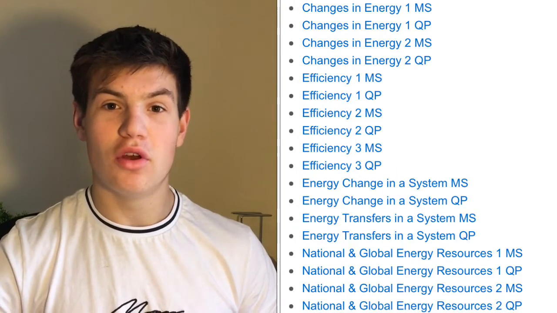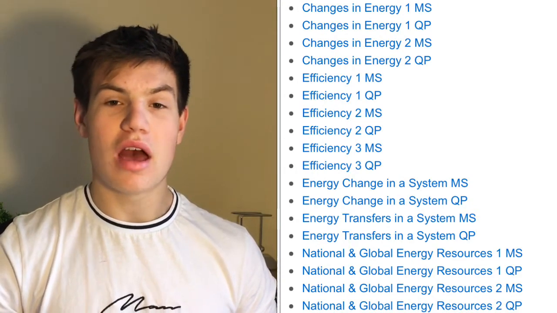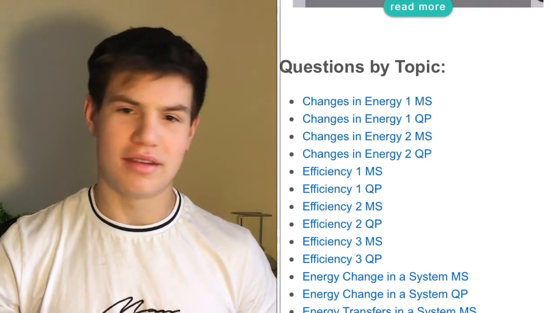And then the 5th and final section for the revision section are the exam questions by topic. So as you can see here, there are 9 different question papers, all containing exam questions which have been picked out from past exam papers about the topic of energy. And then these have been split down further.